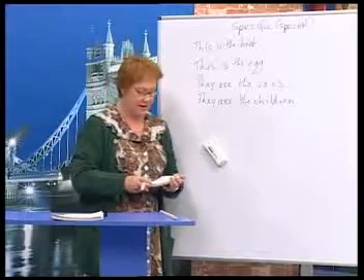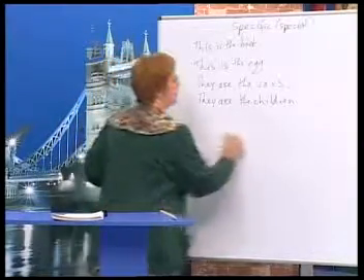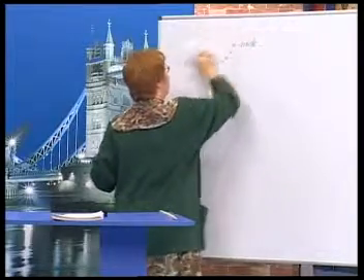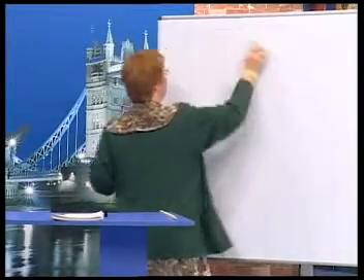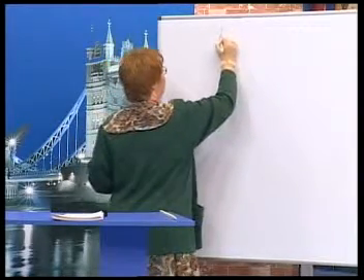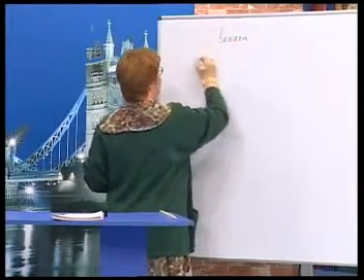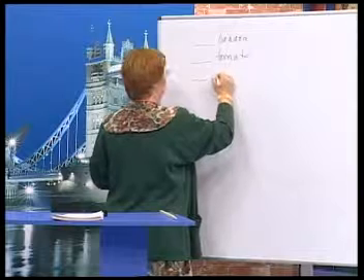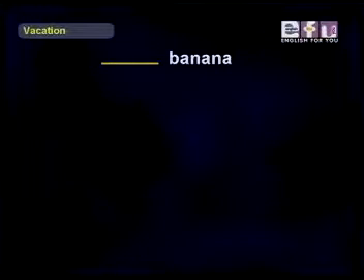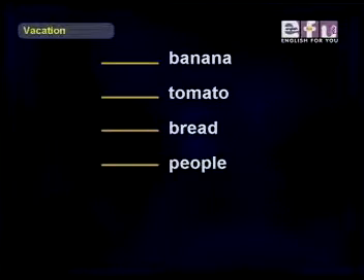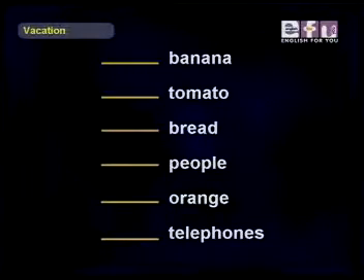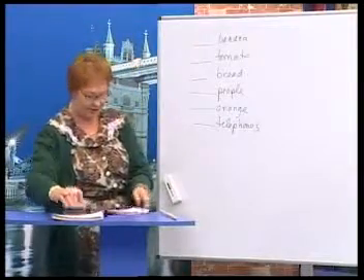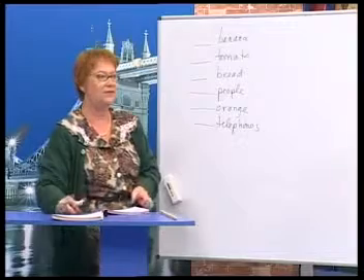Okay? Now, let's practice using a, an, or nothing with some words, and the assistants will help us. These are the words that we're going to use, and then they will tell us what goes before it: a, an, or nothing. So we have banana, tomato, bread, people, orange, and telephones. Now, let's do these one by one, and we'll start with Susan.